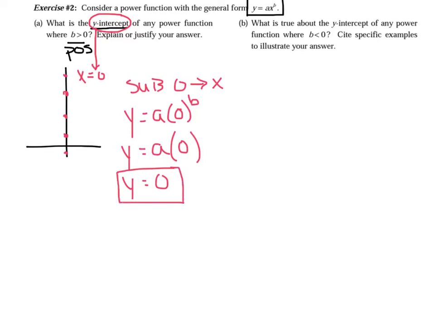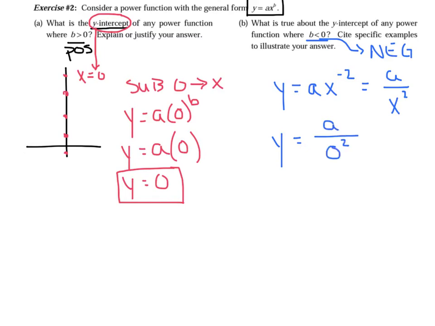Alright, next question here. What's true about the y-intercept if b's less than 0? So when they said less than 0, they were trying to say negative. So let's think of something like y equals a x to the maybe negative 2 power, or negative 3 or negative 5 or negative anything. The first thing you would do to that function is rewrite it so that the x was on the bottom, wouldn't you? So in this particular case, if I substituted a 0 in for x now, and again, it doesn't matter what the exponent is. It could be squared, cubed, a 4th power, a 5th power. It could be a 20th power. I don't care. You're going to get a divided by 0, and what that means is the function is undefined.